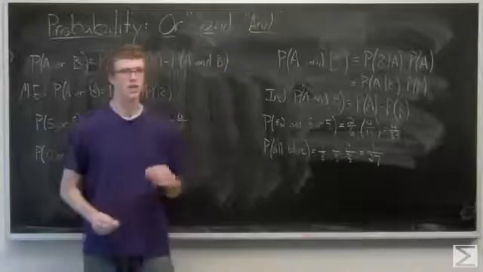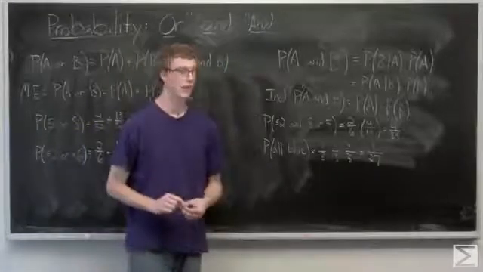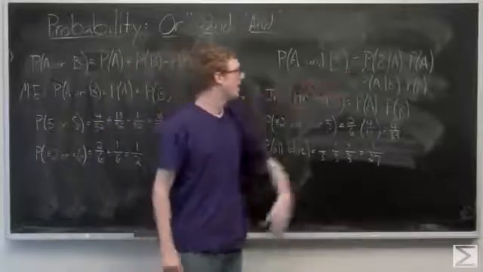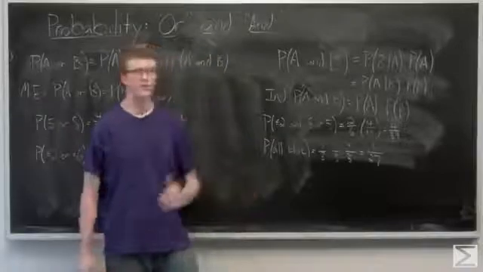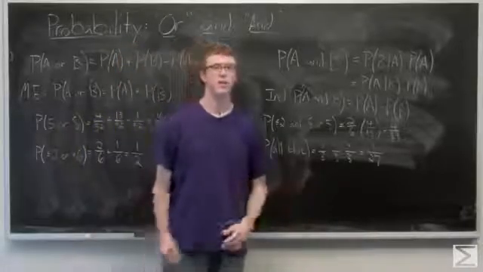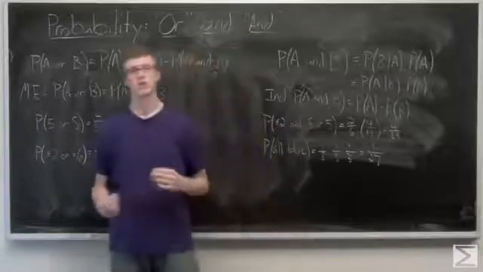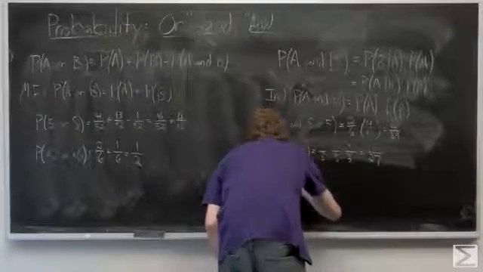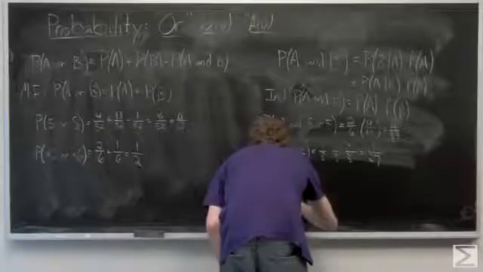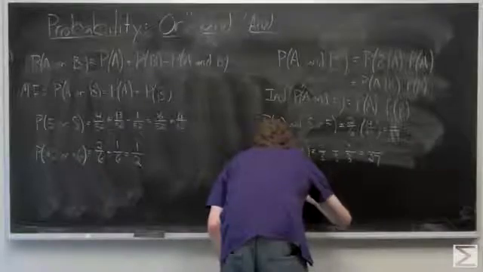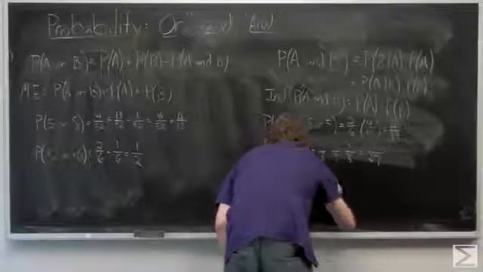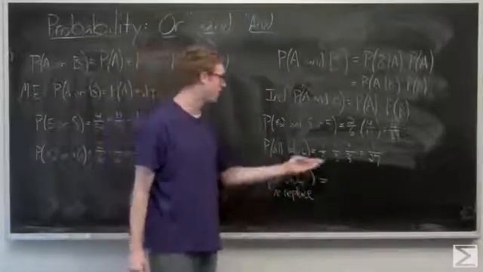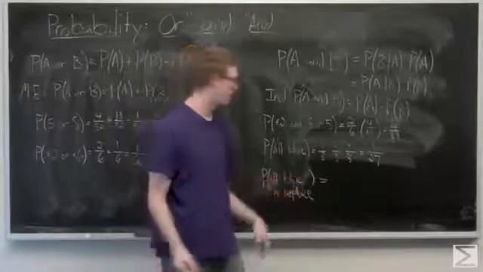Now, if we're selecting 3 without replacement, we need to account for the fact that we have taken a marble out, and we're dealing with the conditional probability that we're drawing a blue, given that the first one we drew was a blue, and then the conditional probability that we're drawing another blue, given that the first 2 we drew were blues. So the probability that they're all blue with no replacement, well, the first one is 3 out of 9 are blue, or 1/3.